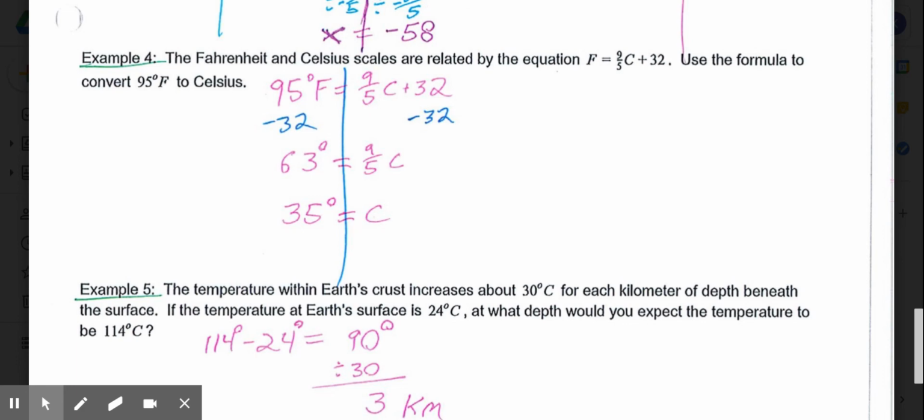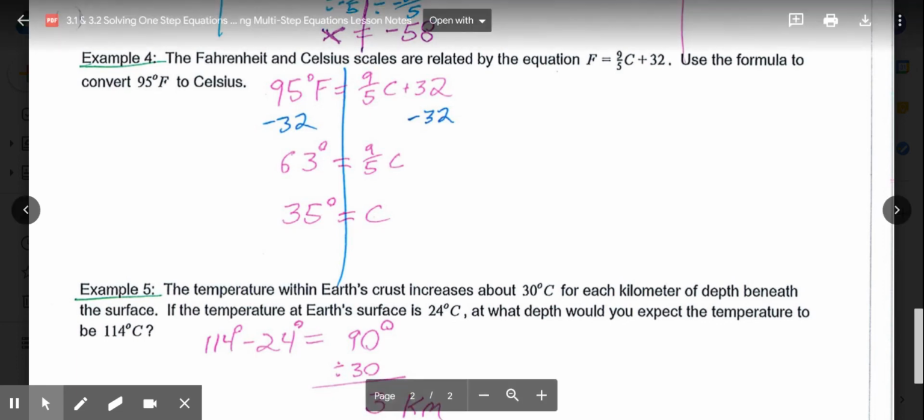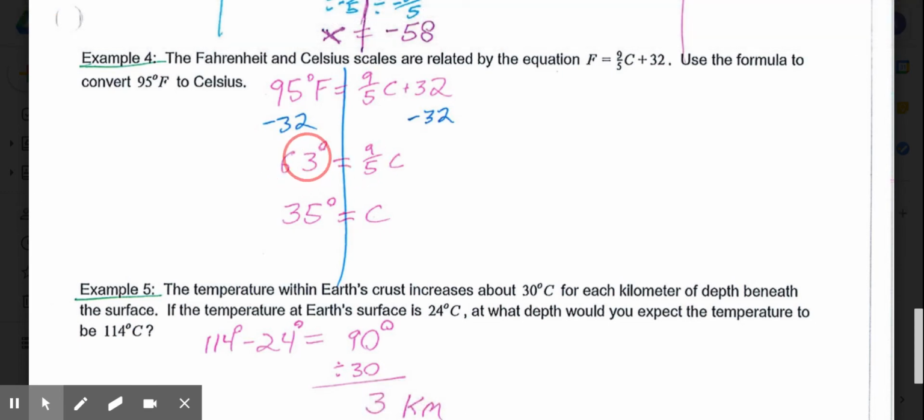So we'll subtract 32 from each side. And we have 63 equals 9/5 times C. And then we're going to divide by the 9/5. So 63 divided by 9/5, which is the same as multiplying by 5 over 9. And when you do the 63 times 5 over 9, you end up with 35 degrees Celsius.